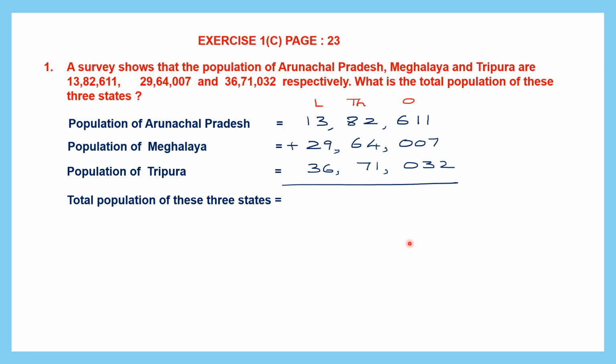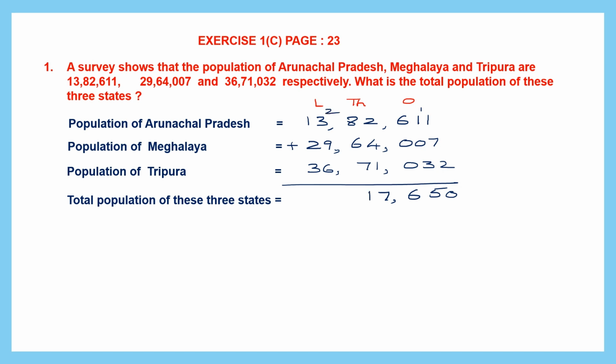So let's begin here. 1 plus 7 is 8. 8 plus 2 is 10. So we have 0, we carry 1. Then we continue. 1 plus 1 is 2. 2 plus 3 is 5. Then we only have 6 here. Then next let's go to the thousands period. 2 plus 4 is 6. 6 plus 1 is 7. Then we have 8 plus 6 is 14. 14 plus 7 is 21.